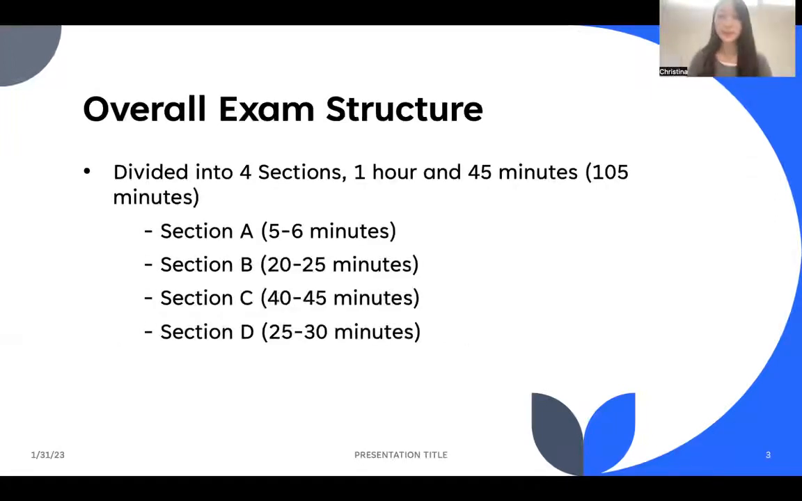The overall exam structure. The overall exam is going to be divided into 4 sections, right? Section A, B, C, and D. And you're given a total of 1 hour and 45 minutes to answer the questions.